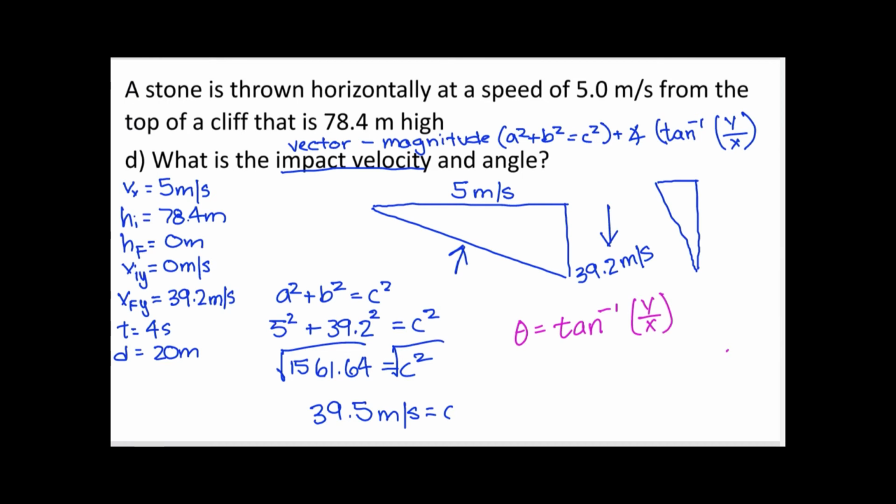And so what do we have here? We have tangent^-1. Our y is 39.2. Our x is 5. And so we get 82.7 degrees. Okay. And this should actually be, if we want to do it right, a -39.2 and a -82.7, because we're heading down. We're not going up, if that makes sense. So anyway, that's how you solve that impact velocity part of a horizontal projectile problem.